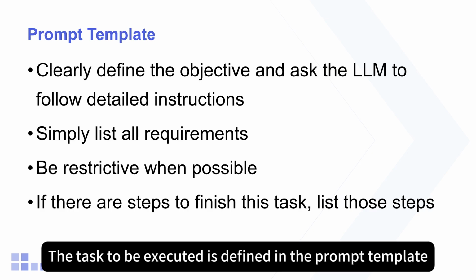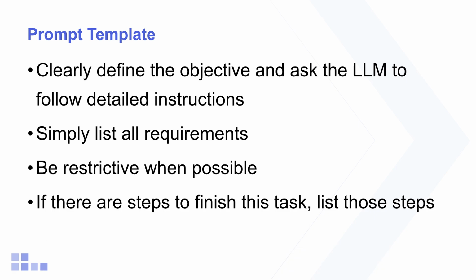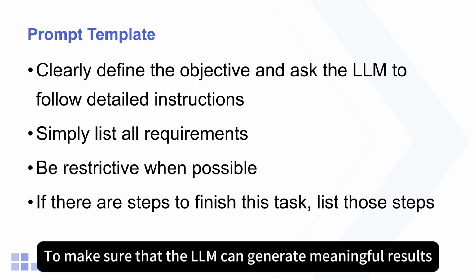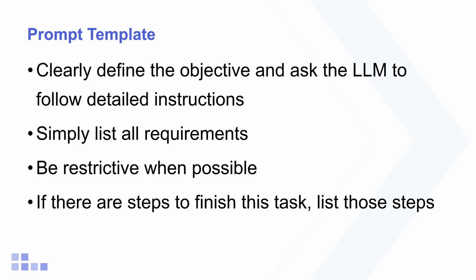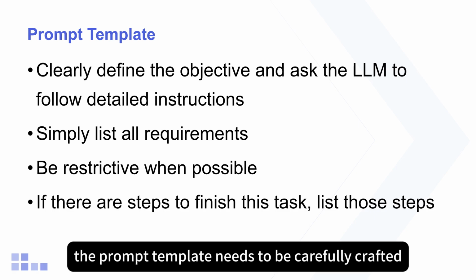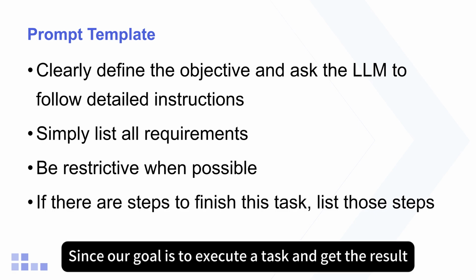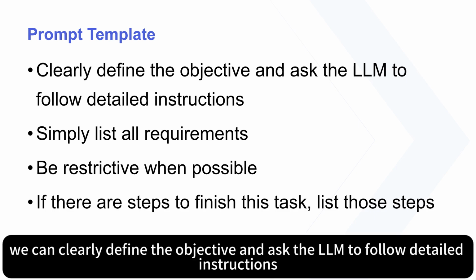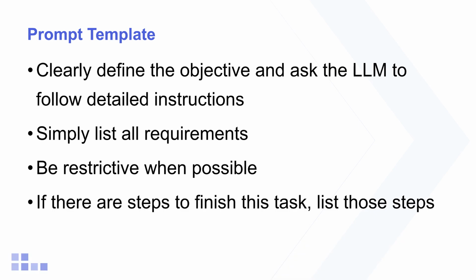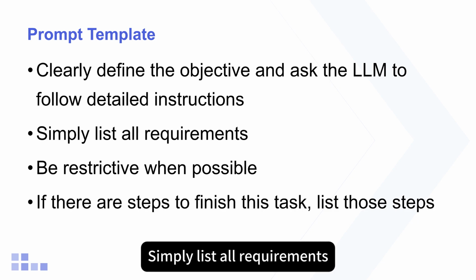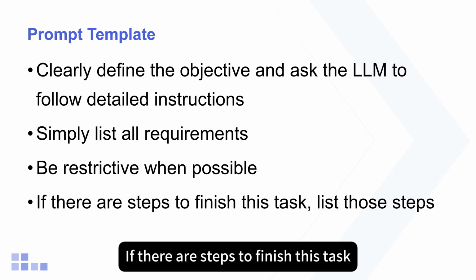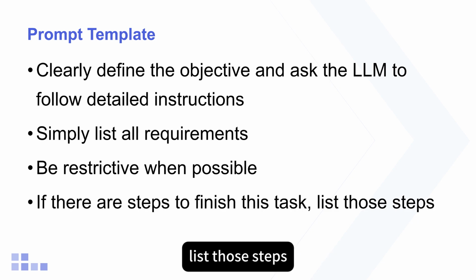The task to be executed is defined in the prompt template. To make sure that the LM can generate meaningful results, the prompt template needs to be carefully crafted. Since our goal is to execute a task and get a result, we can clearly define the objective and ask the LM to follow detailed instructions. Simply list all requirements. Be restrictive when possible. If there are steps to finish the task, list those steps.